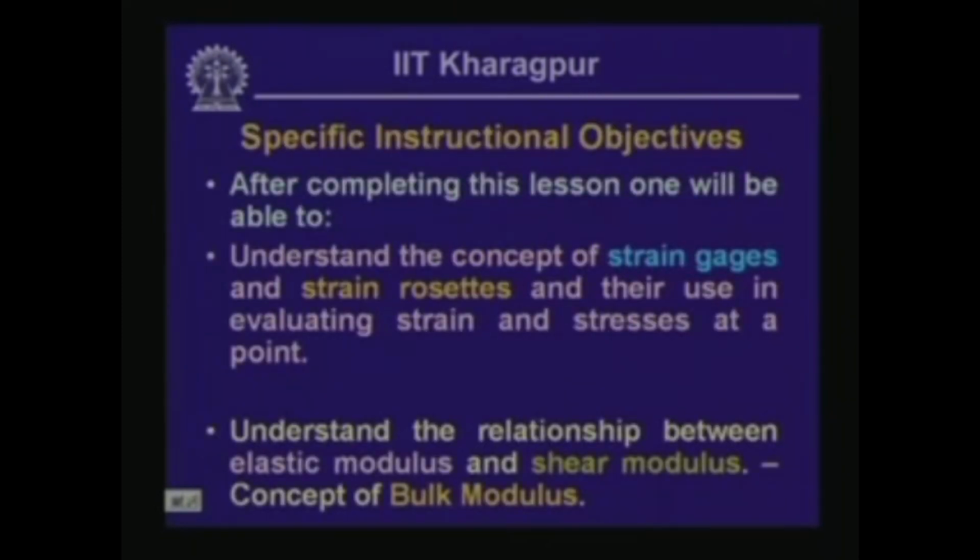Well, it is expected that once this particular lesson is completed, one should be able to understand the concept of strain gauges and strain rosettes, which we will be discussing as we go through, and their use in evaluating strain and stresses at a point. One should be able to understand the relationship between elastic modulus and shear modulus. How do we relate the elastic modulus to the shear modulus, and then consequently the concept of bulk modulus.